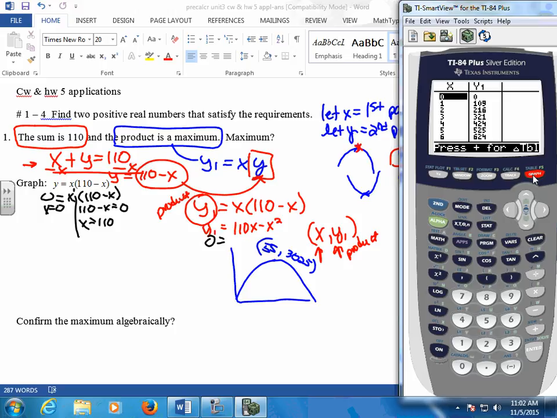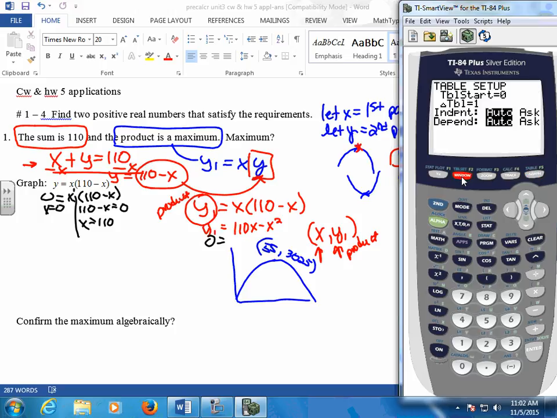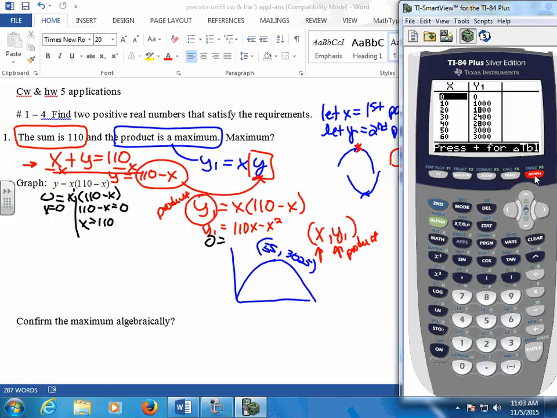If I have two numbers that add up to 110, I can't obviously go higher than 100, right? My x is not going to go higher than 110, no doubt, 109. So if you go to table set and you start at 0, see the delta table? That means instead of going by ones, maybe I want to go by tens. Now I can see myself increasing.